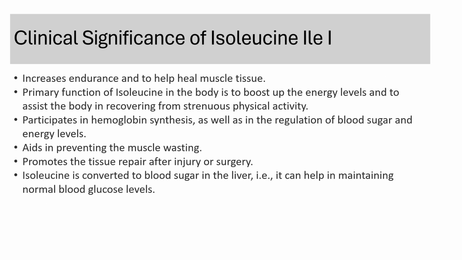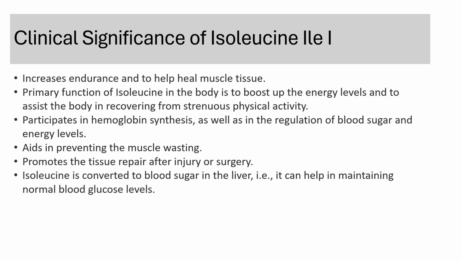What is the clinical significance of isoleucine? Increases endurance and helps heal muscle tissues, very important. The primary function of isoleucine in the body is to boost energy levels and to assist the body in recovering from strenuous physical activity. And this is exactly why a lot of workout powders would have isoleucine in them. It participates in hemoglobin synthesis as well as regulation of blood sugar and energy levels. Aids in preventing muscle wasting. Promotes tissue repair after injury or surgery.